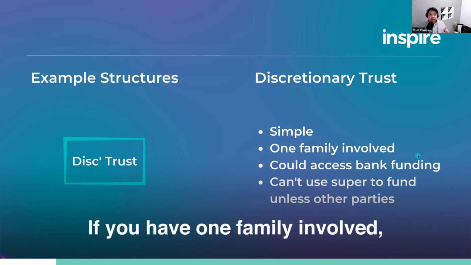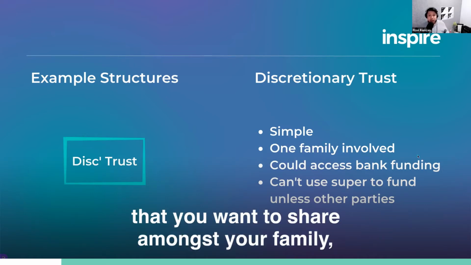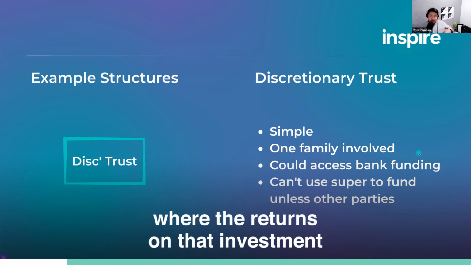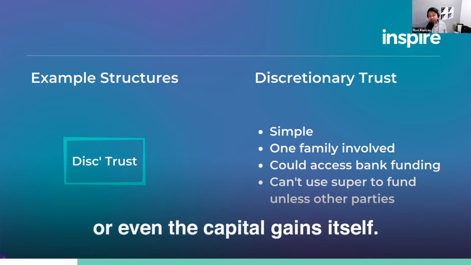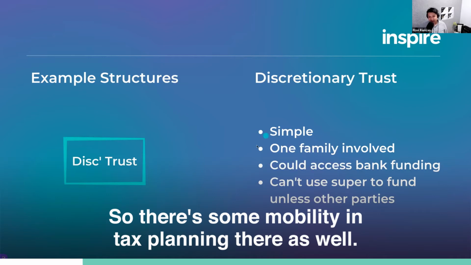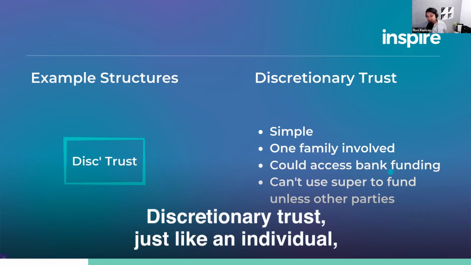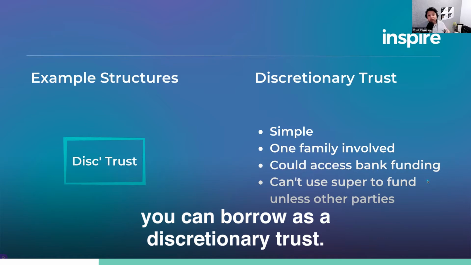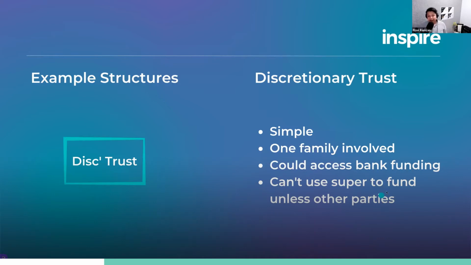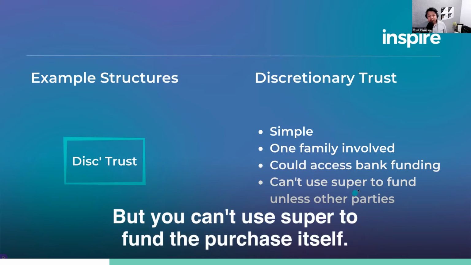If you have one family involved, it's a family asset that you want to share amongst your family, where the returns on that investment can be distributed amongst your family, or even the capital gains itself. So there's some ability in tax planning there as well. A discretionary trust, just like an individual or a company, you can access bank funding, you can borrow as a discretionary trust, but you can't use super to fund the purchase itself.